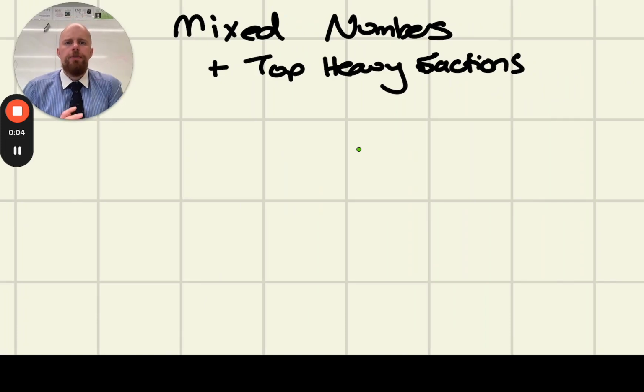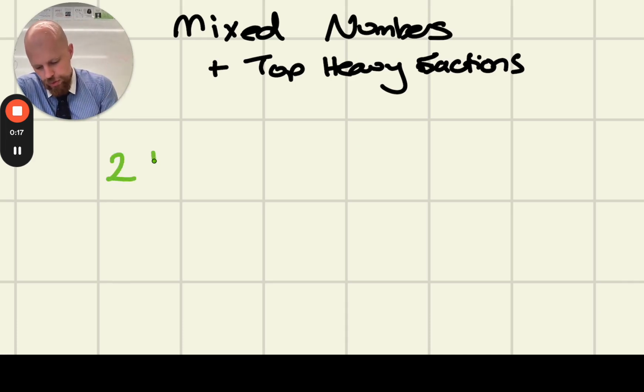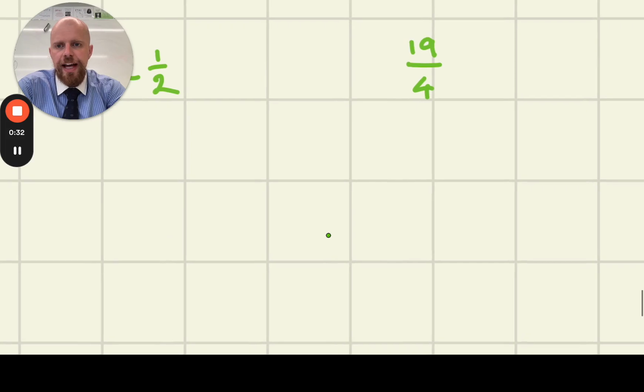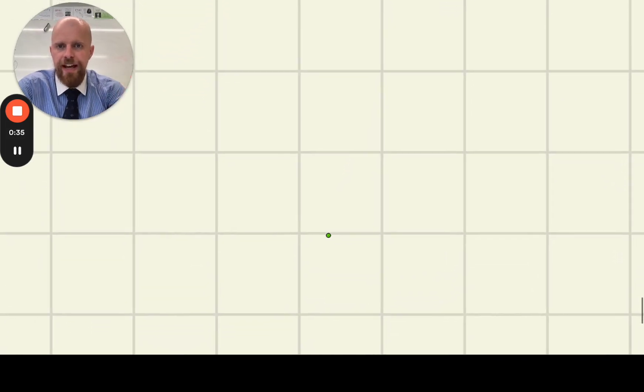In this video, we are going to be looking at converting mixed numbers to top-heavy fractions and vice versa, top-heavy fractions to mixed numbers. Now, a mixed number is a number with a fraction. So, for example, 2 and 1/2. That's an example of a mixed number. A top-heavy fraction is one where the numerator is larger than the denominator. For example, 19/4. Now, let's first start by looking at converting a mixed number to a top-heavy fraction.